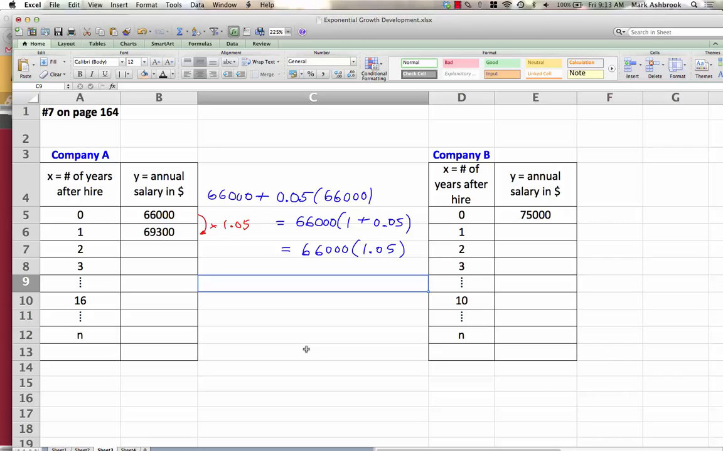Okay, so can you just do the same thing again? Do you have the 69,300 plus 5% of that? So it would end up being the same thing. In effect, we could just take this new salary to get next year's salary and multiply by 1.05.